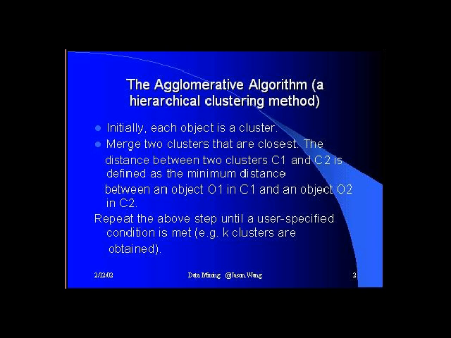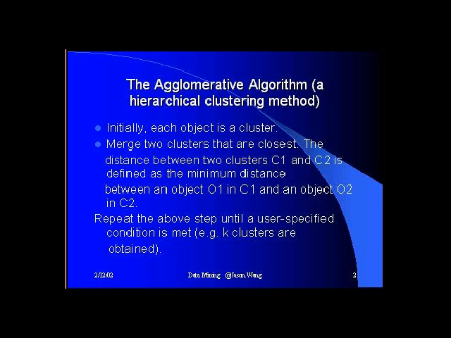So the algorithm I'm talking about today is by no means an optimal algorithm. It just gives you a rough idea about how a hierarchical clustering method can work. The agglomerative algorithm is one hierarchical clustering method, and there are many other hierarchical clustering methods available in the literature. What is a hierarchical clustering method? Or specifically, how can this agglomerative algorithm work? Let us look at this algorithm step by step.